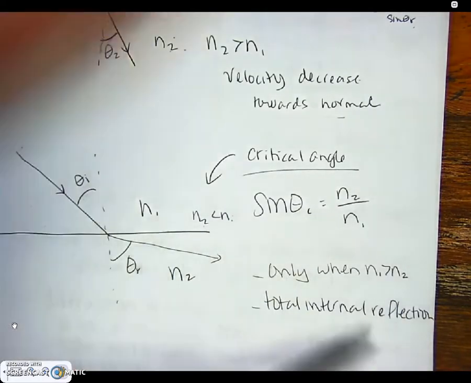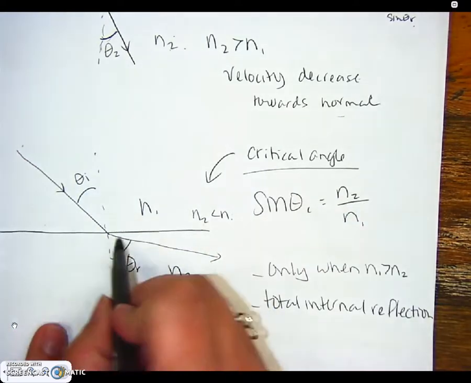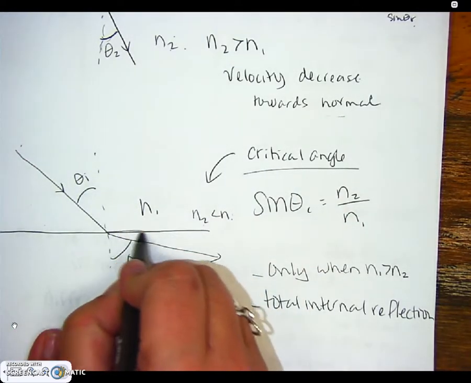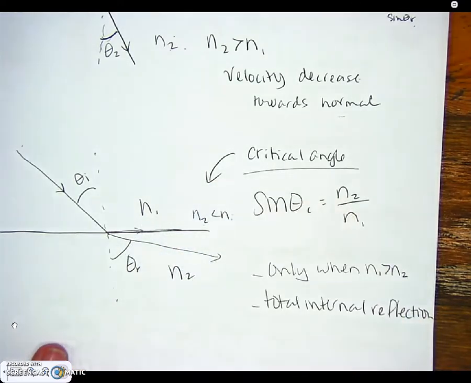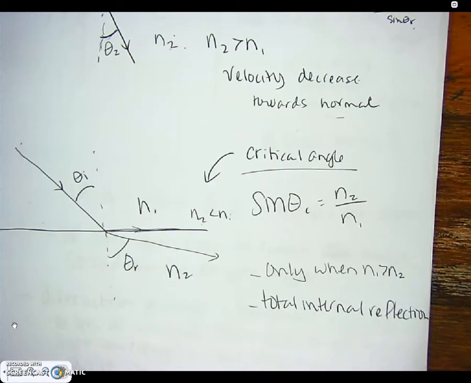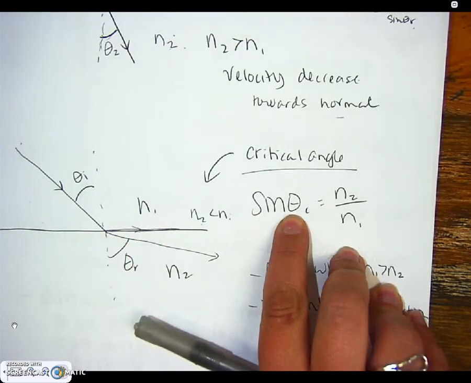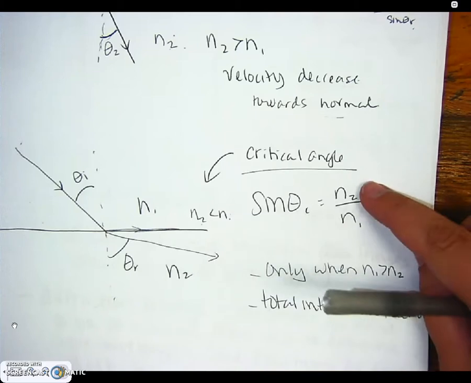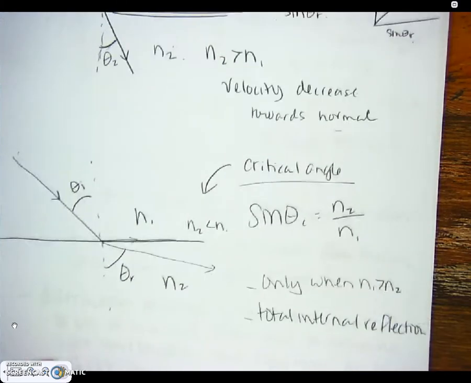So we can see that if we were to keep increasing the angle of incidence, at some point the refracted ray would run parallel to the surface, and if I went any further, it would actually bounce back into the medium from which it came. This is called total internal reflection. And to find that critical angle, or that point where it runs parallel, we do the sine of the critical angle is equal to N2 over N1. And again, this only happens when N1 is greater than N2, right?